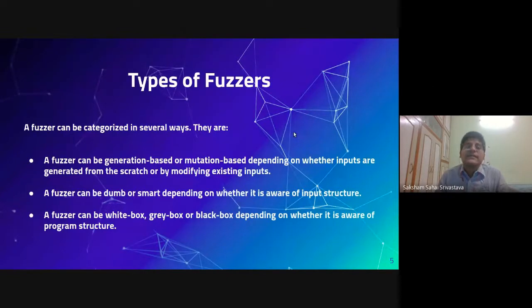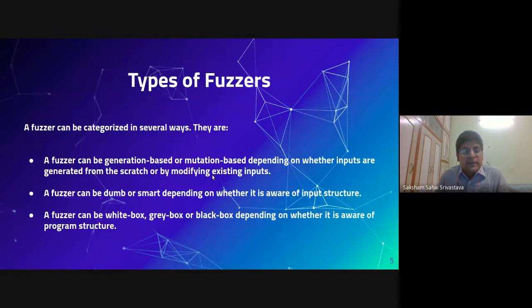Basically, fuzzers can be categorized in several ways. A fuzzer can be generation-based or mutation-based, depending on whether the inputs are generated from scratch or by modifying existing inputs, that is, by mutating the inputs. Then a fuzzer can be categorized as dumb or smart. A fuzzer can be dumb or smart depending on whether it is aware of the input structure, meaning the input can be a string, an integer, or a floating point literal. Okay, I'll discuss it in the later part.